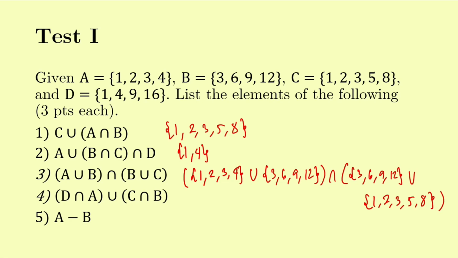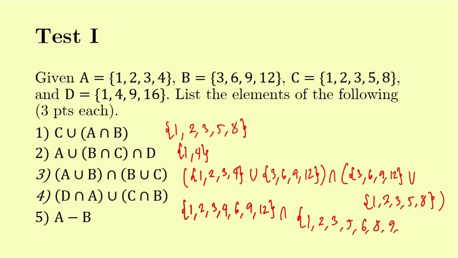So, ang union ng dalawang to, 1, 2, 3, 4, and 3, 6, 9, 12, it's going to be 1, 2, 3, 4, 6, 9, 12. And then the other one is the union of these two, no, is 1, 2, 3, 5, 6, 8, 9, 12.